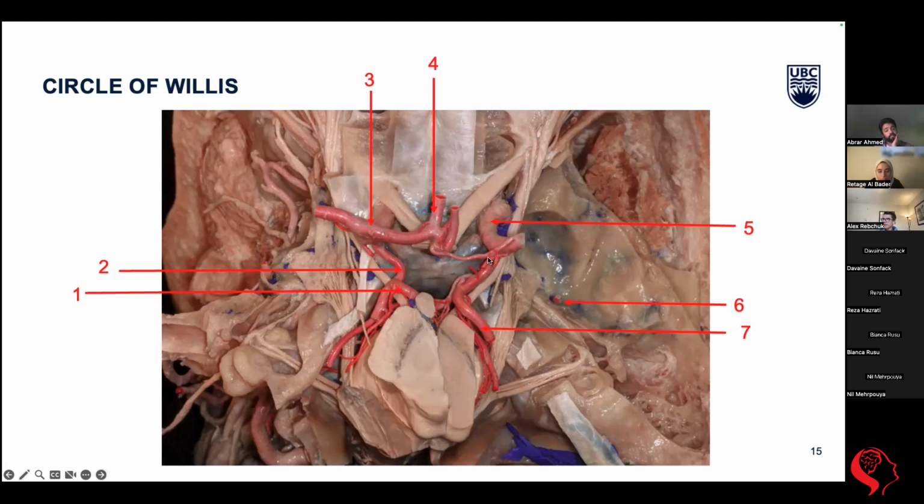So this is the cavernous to the supraclinoidal segment. 6, and I highlight this, it's a common question that we ask our first year residents, but this would be the middle meningeal artery.